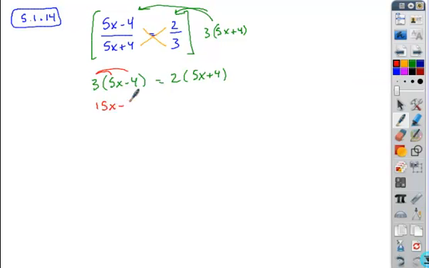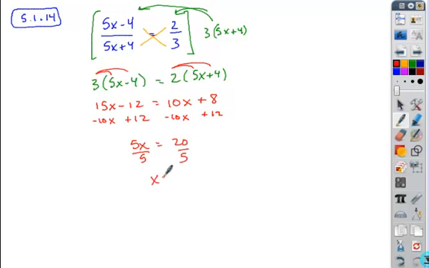So you get a 15x minus 12. Distribute the 2, is equal to 10x plus 8. Move all your variable terms to one side. So if we subtract 10x from both sides, we're left with 5x. Add 12 to both sides, we get 20. And we're left with x equals 4.